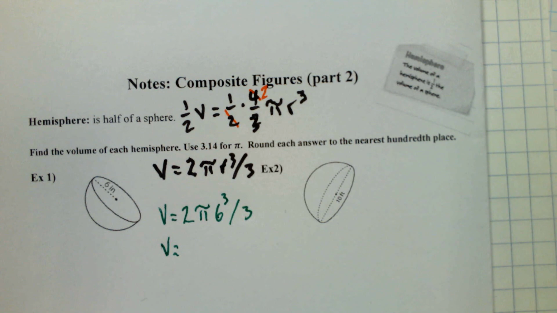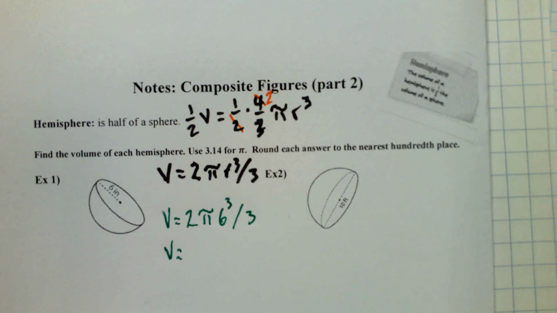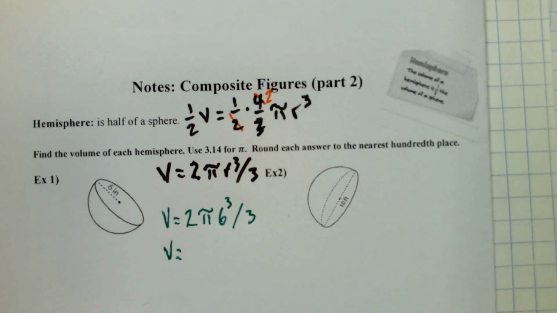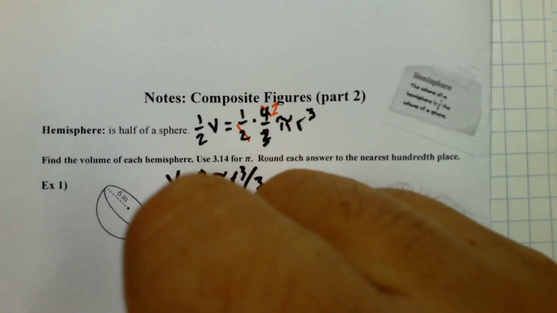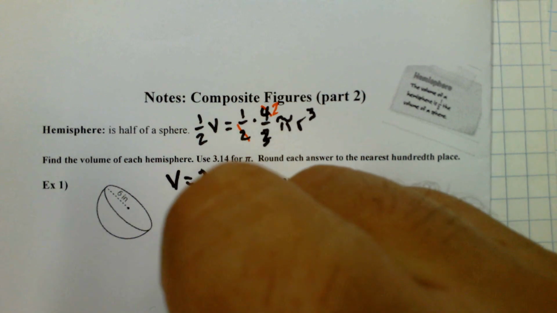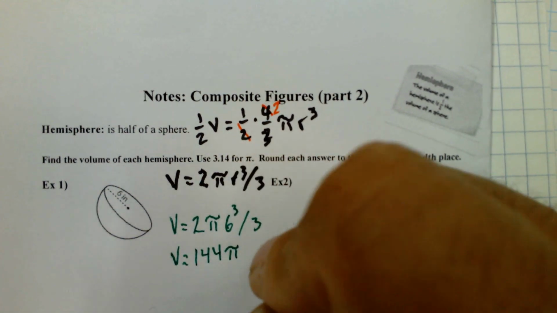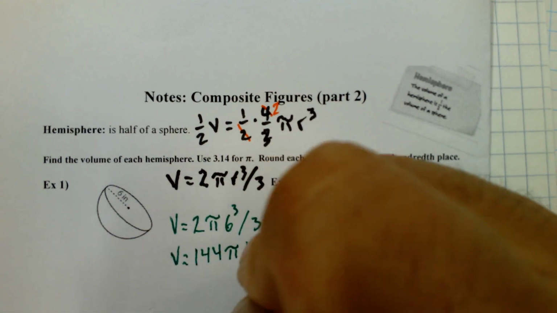But I want it in terms of pi first. That seems a little too big. 140. Oh, 144. I thought you said 440. Sorry. And that would be cubic inches.